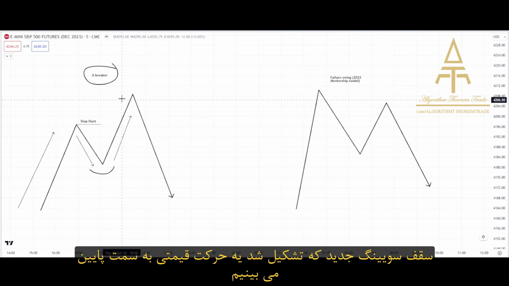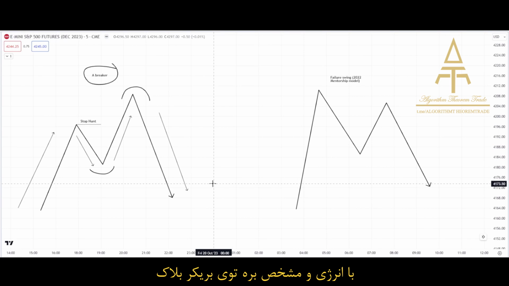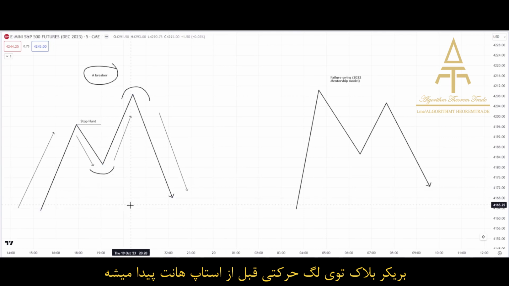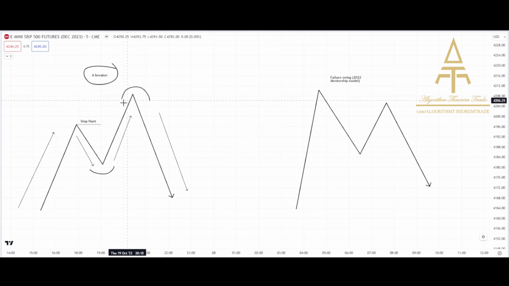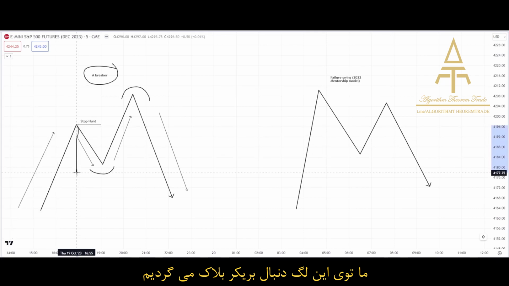The new swing high is created, then we see a displacement lower. We want the displacement lower to displace energetically and decisively through the breaker block. The breaker block will be found in the leg before the stop hunt. We would look for the breaker block within this leg here.